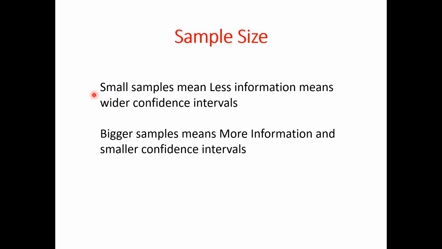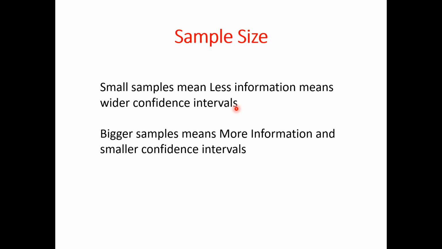So a smaller sample size means less information, which means a wider confidence interval. Why? Because we don't know. One apple could be 180 grams, one apple could be 132 grams, and one apple could be 151 grams. So to predict the population mean, we'll be less sure.